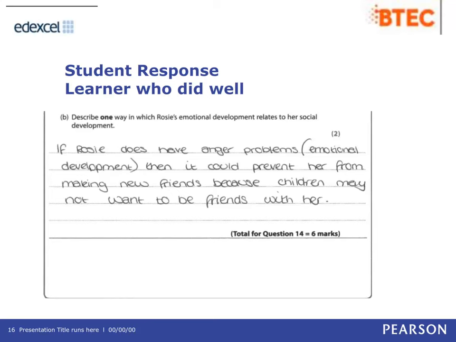This is an example of a response where the learner has been awarded 2 marks. 1 mark for identifying the child may have anger problems, and 1 further mark for identifying that the child may have difficulty in making new friends or developing friendships.